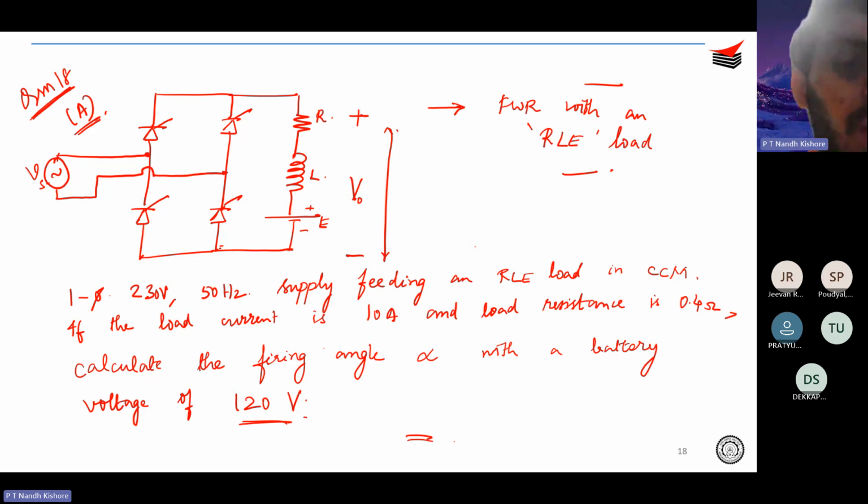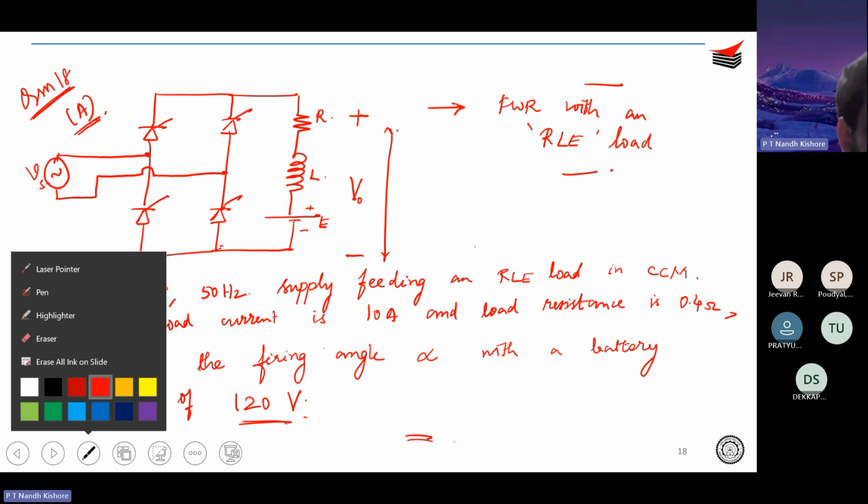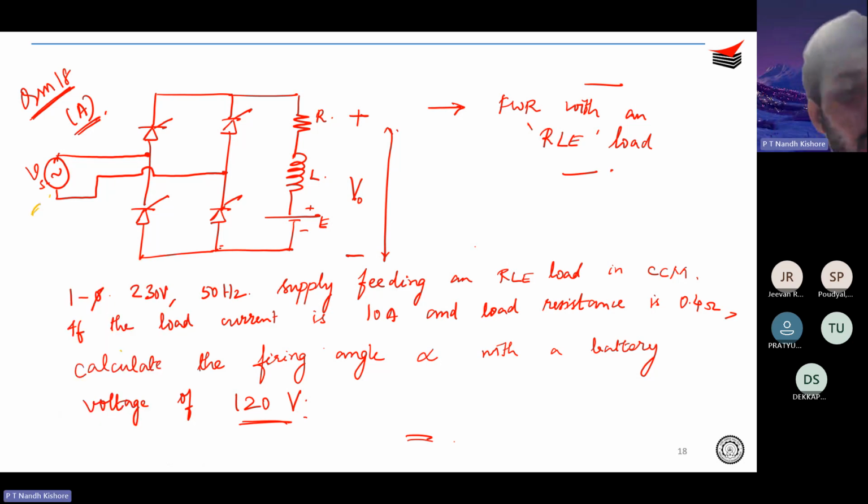It's a simple question, right? You have a source of 230 volts, 50 hertz, feeding an RLE load, and the load current is 10 amperes. The resistance is 0.4 ohms and the battery voltage is 120 volts. Everything is given. Find alpha.